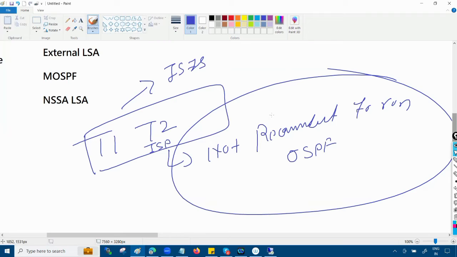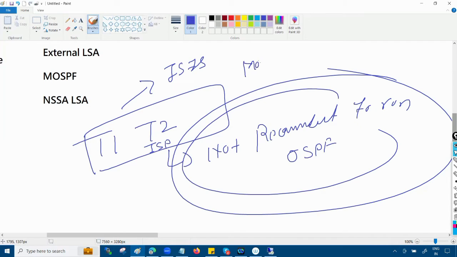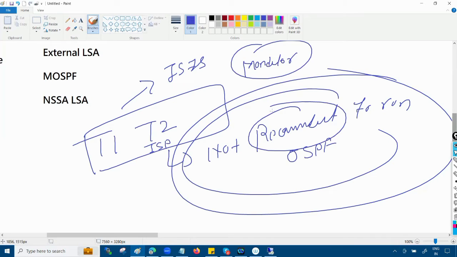Again, there are two terms, mandatory and recommendation. Recommendation means it's a recommendation: don't enable OSPF. Again, if it's your call, you can enable it. But if you're going to enable it, you need to think about all those problems.